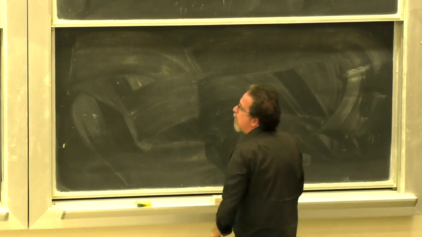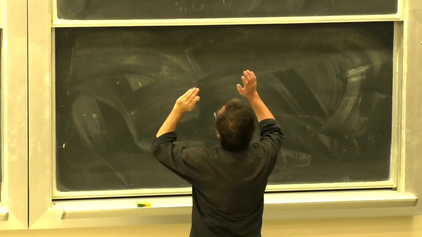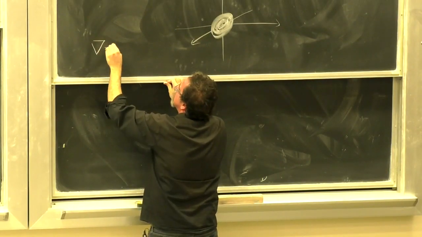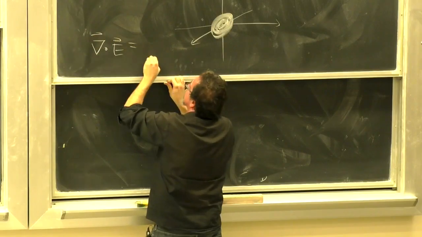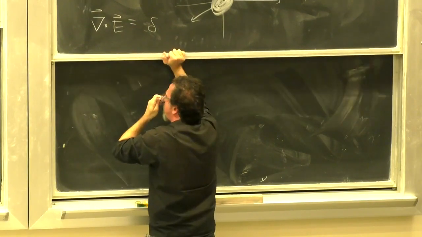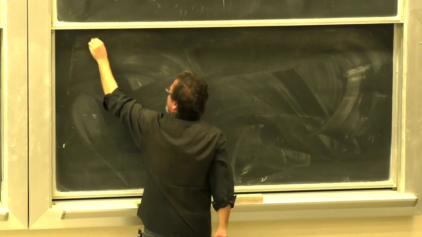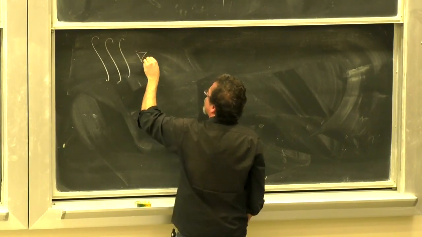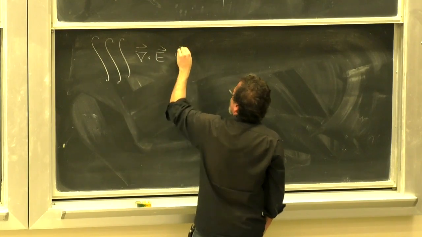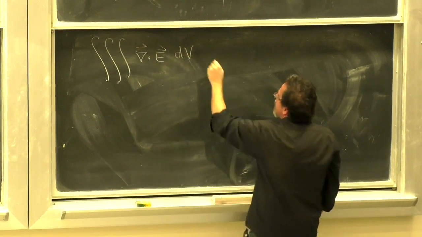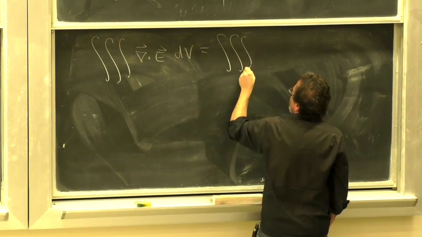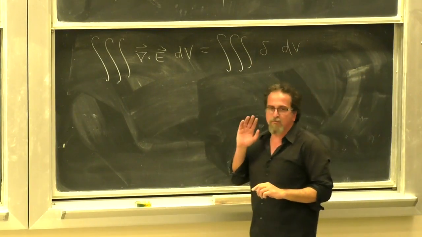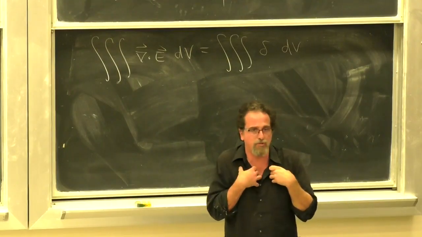So what am I going to do? I'm going to take, I just erased the thing I need. I'm going to take the equation, the divergence of the electrical field is equal to the charge density delta, and I'm going to integrate both sides of this equation. So I'm going to have the triple integral of the divergence of the electrical field integrated with respect to volume equal to the triple integral of the charge density integrated with respect to volume. And this is true over any domain. Any domain. Now I get to choose the domain.